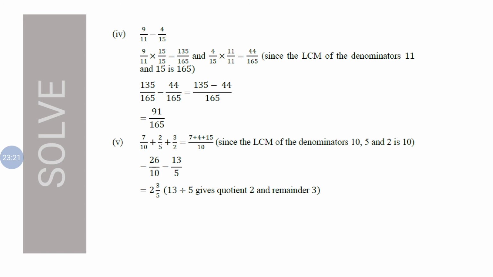So the denominators are the same. We take the common denominator 10, and just add the 3 fractions: 7 plus 4 plus 15 is 26 by 10. To reduce to the simplest form, divide the numerator and denominator by 2. 13 2s are 26, 5 2s are 10. So we get 13 by 5. Converting the improper fraction into a mixed fraction, we get 2 3 by 5.